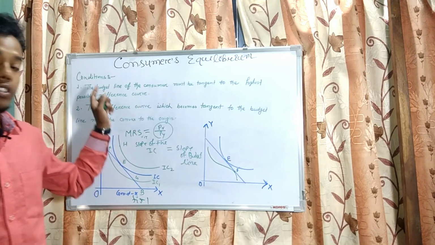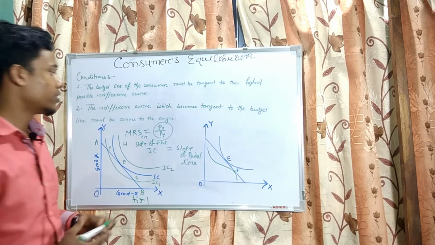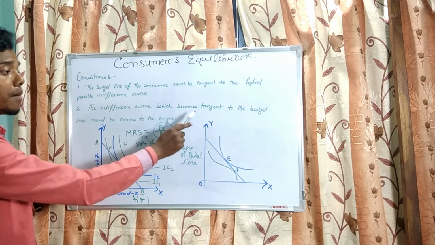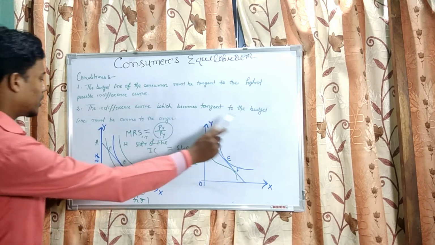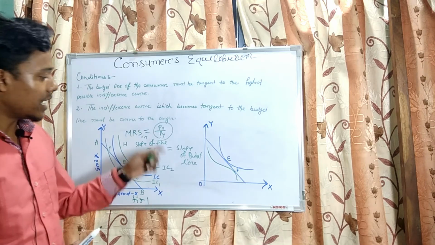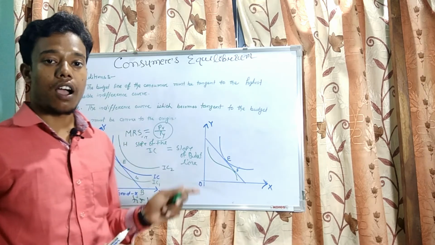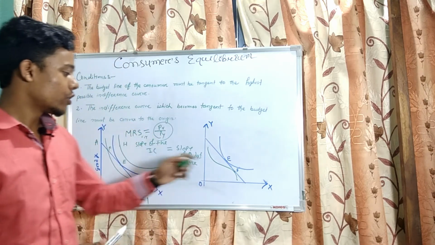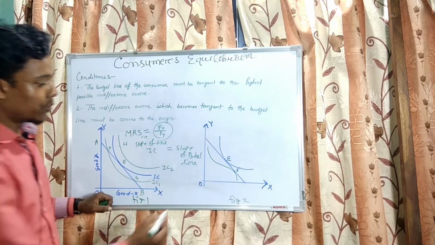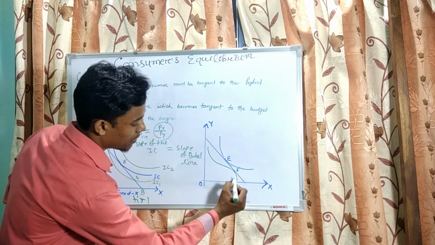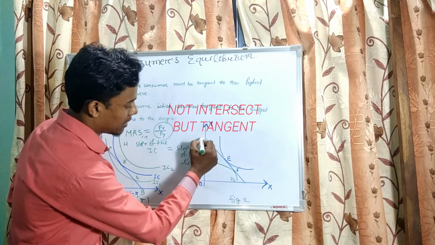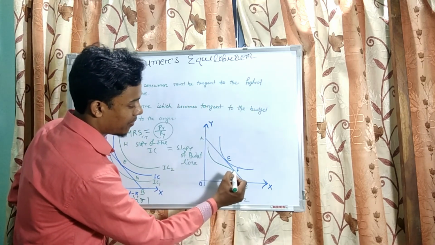Now we are going to discuss the second condition. The second condition is that the indifference curve which becomes tangent to the budget line must be convex to the origin. That means the indifference curve should become convex to the origin. In figure 2 it is explained. Here it is an indifference curve, suppose it is IC1. The IC1 curve intersects the budget line AB at point F.